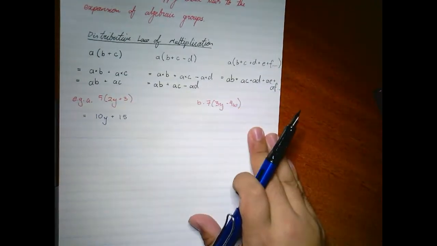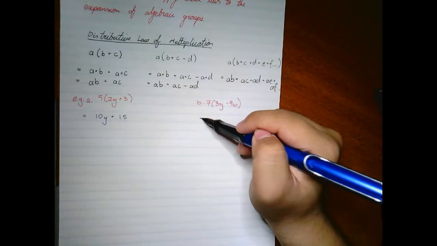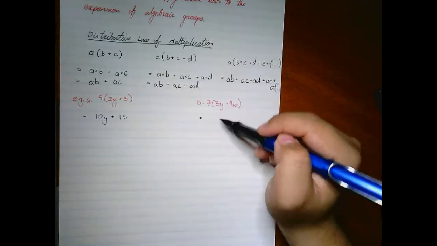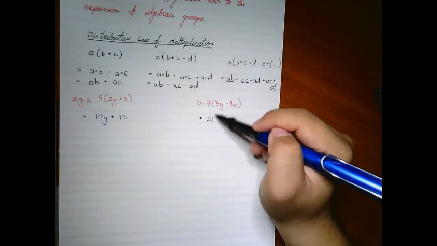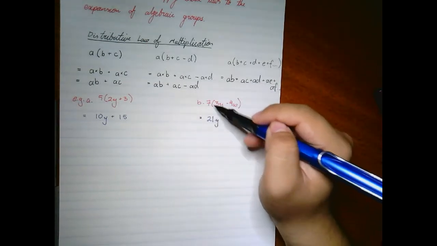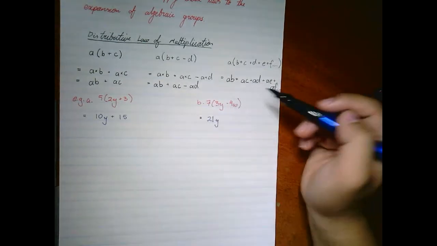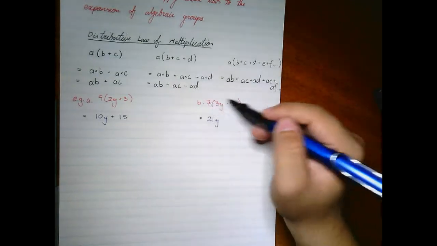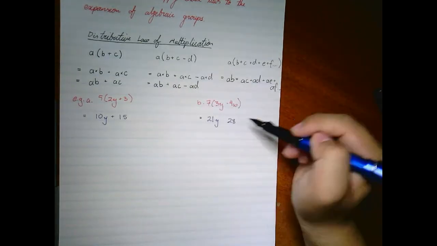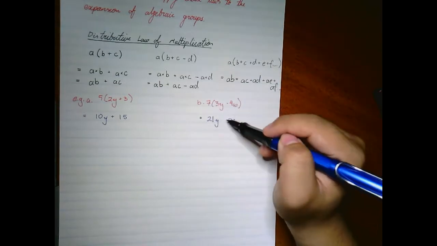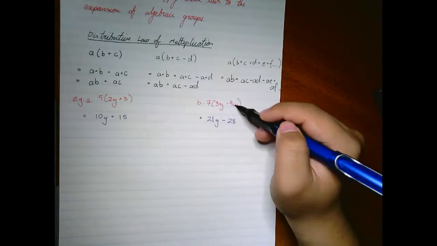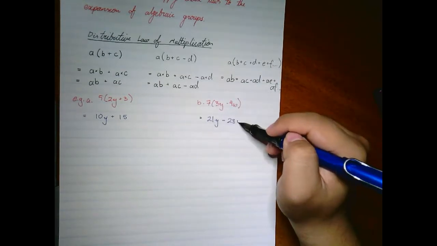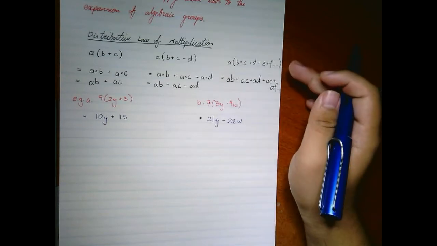Let's take this as our example. This will equal 7 times 3, which is 21y. 7 times negative 4. Well, 7 times 4 is 28. But 7 times negative 4 is negative 28. The letter, which is w, stays as it is.